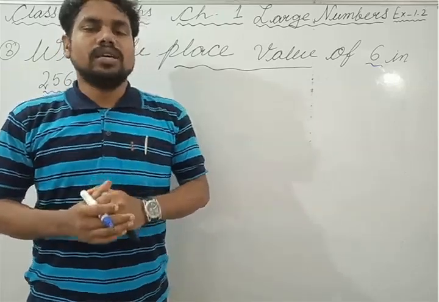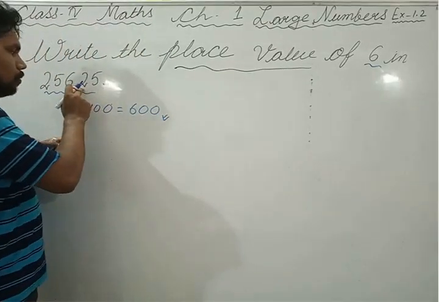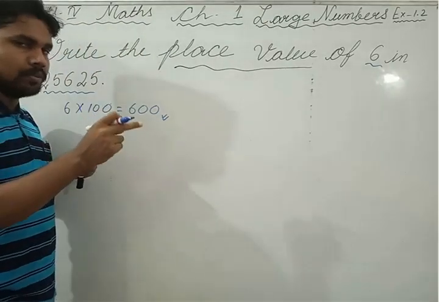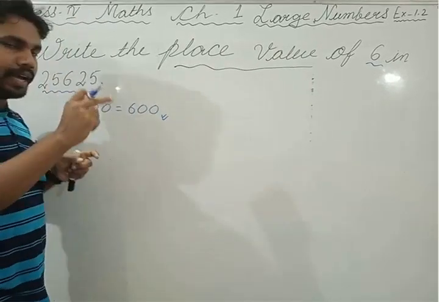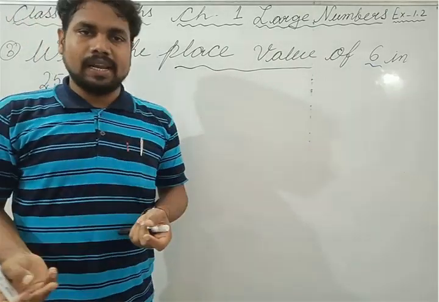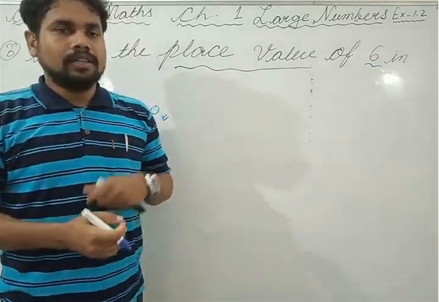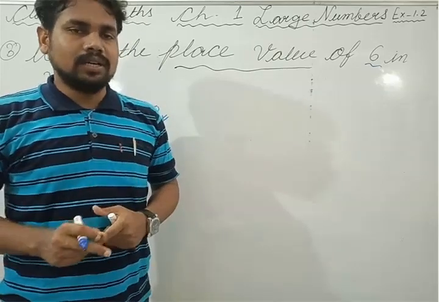Face value is the number itself. If I am talking about what is the face value of 2 in this number, then 2 will be the face value. What is the face value of 5 in this number? Then 5 is the face value. So face value means very simply the number itself. But the place value means the number multiplied by the place of the number.